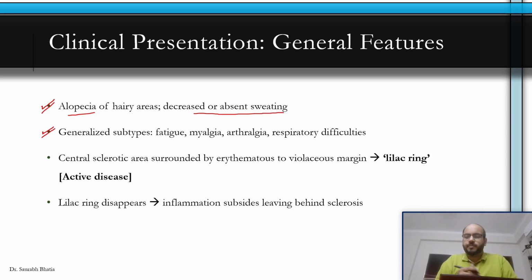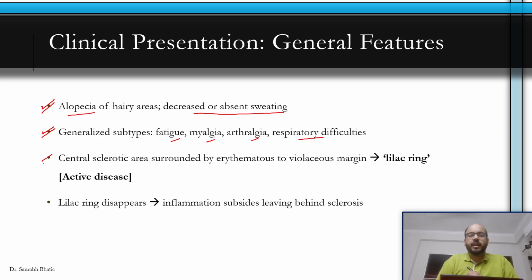In the generalized subtype, when a lot of areas are involved, you have fatigue, myalgia, joint pains, and respiratory difficulties because if it is involving the thorax, if it is involving the chest, it is difficult to move the chest for breathing. So it restricts the movement, and because of that, the pansclerotic variant or the generalized variant can have an additional complication of respiratory difficulties.